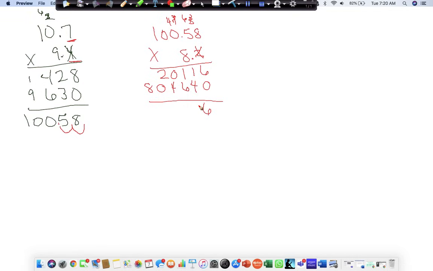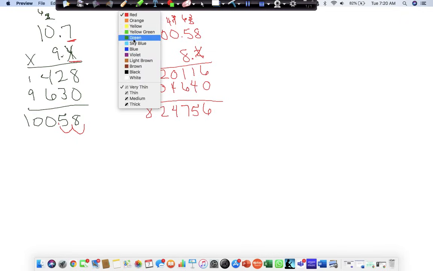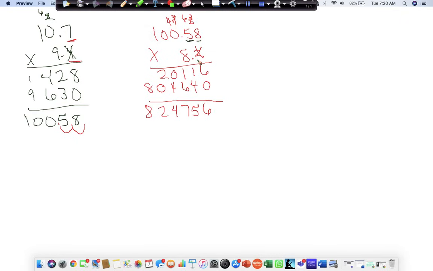1 plus 4 is 5, 1 plus 6 is 7, 0 plus 4 is 4, 2 plus 0 is 2, and then we have our 8 here. We are counting our decimal places. We have 1, 2, 3 numbers behind our decimal. So we start at the back and move our decimal over 1, 2, and 3 times. Okay, so we moved our decimal over 3 times, and so our answer is 824 and 756 thousandths.